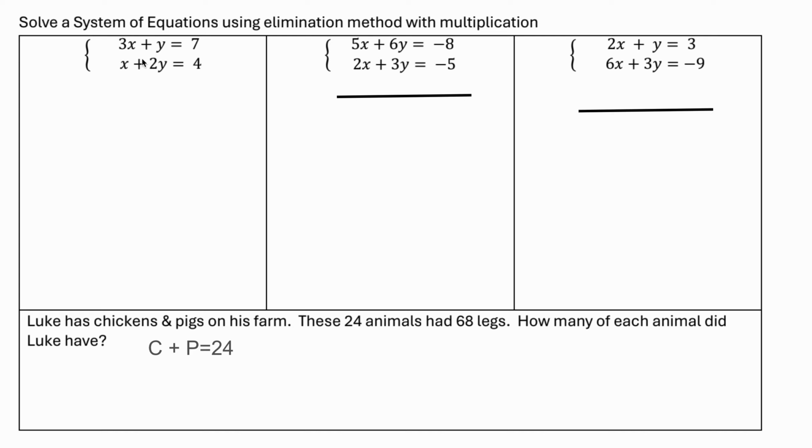The opposite of positive 2y is negative 2y. And I know that if I multiply this by -2, then I will be able to get a set that eliminates itself, or an opposite set. So remember that if we multiply it by -2, we have to multiply everything by -2. So -2 times 3x is -6x. -2 times y is -2y. And -2 times 7 is -14.